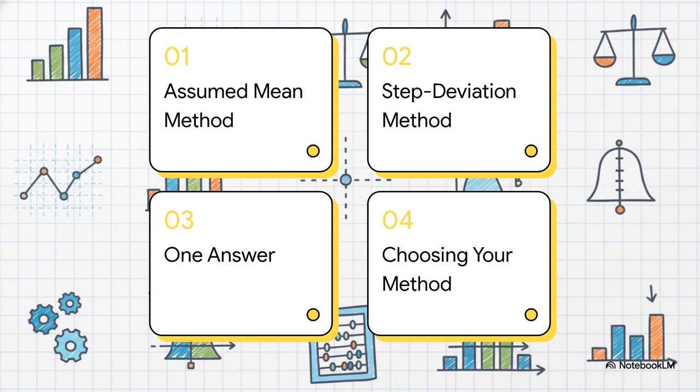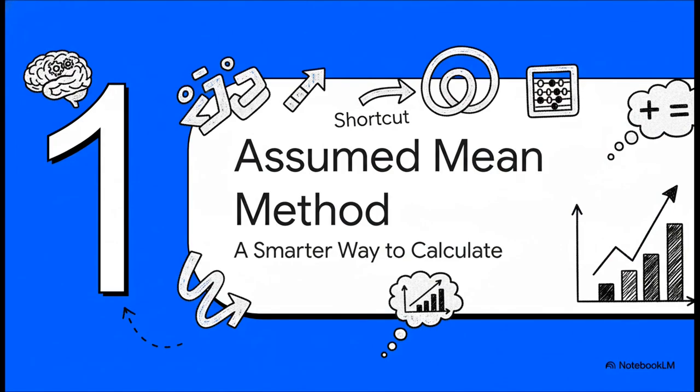Okay, so our first shortcut is the assumed mean method.